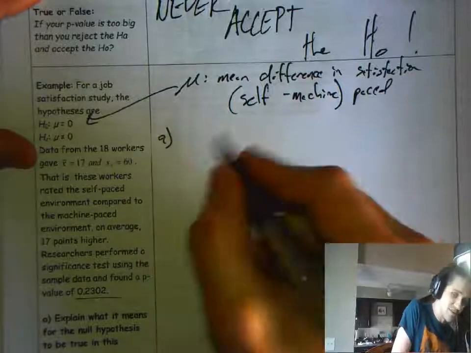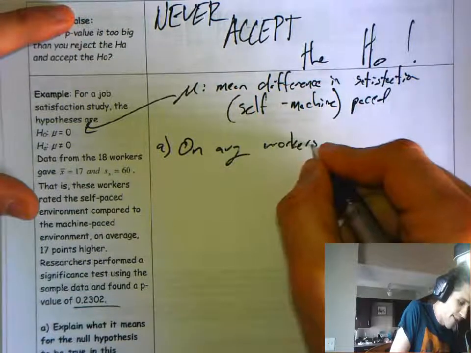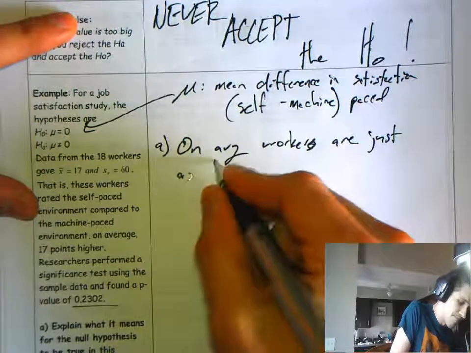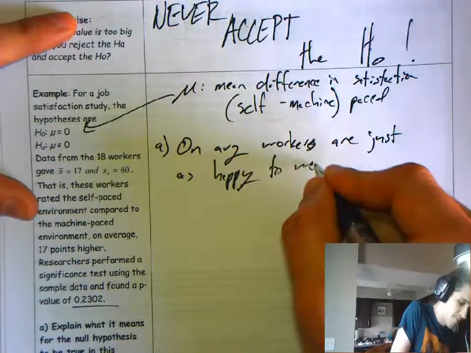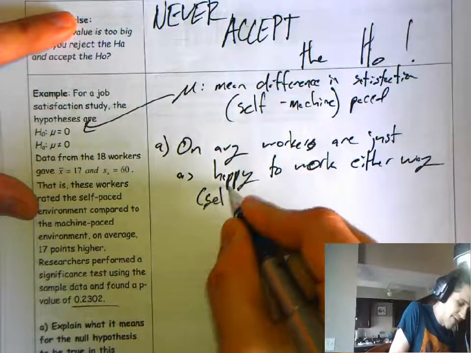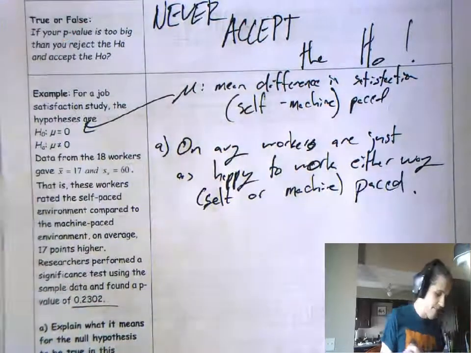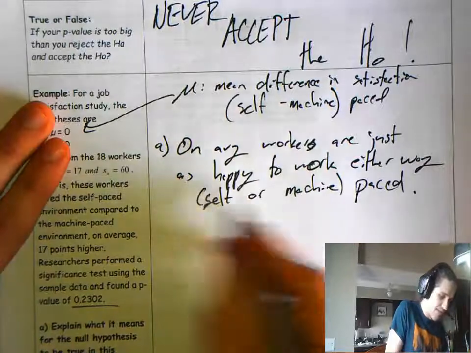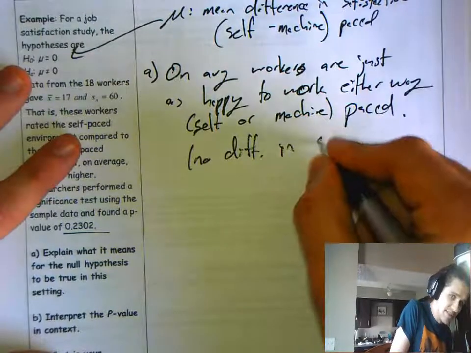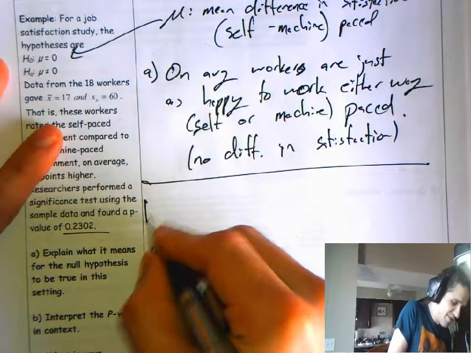So A, if the null hypothesis is true, that would mean that on average, workers are just as happy to work either way. That is, self or machine paced. On average, just as happy. Or there is no difference. No difference in satisfaction, on average. Part B, interpret the p-value in context.